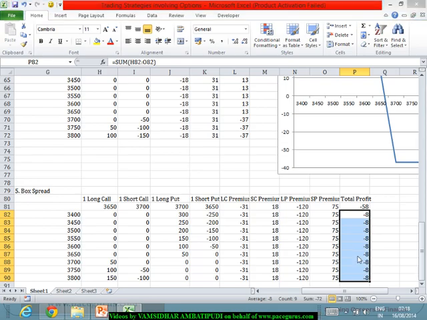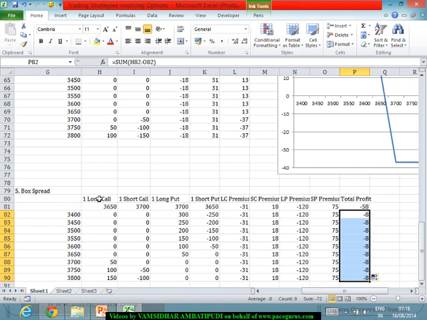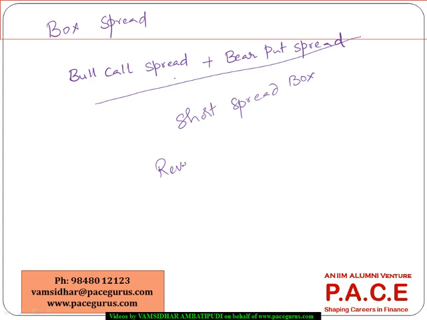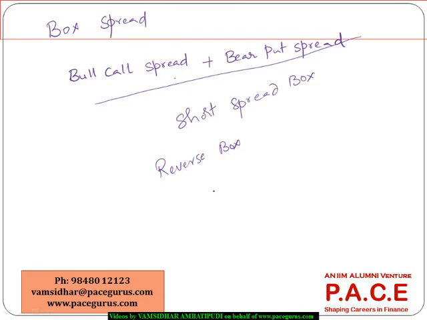what I could have considered is I could have shorted the box spread. Instead of going long on the box spread, I could have shorted the box spread. What does that mean? I could have gone for a reverse box spread strategy. The reverse box spread is actually talking of this call to be shorted, this call to be long, this put to be shorted, this put to be long, which could have given a profit of $8. So which is more like an arbitrage profit opportunity that is getting created.